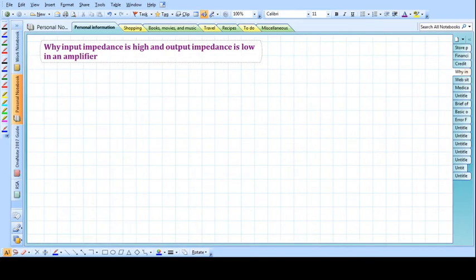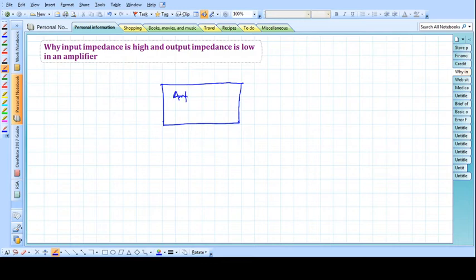Hello everyone. In this lecture we will try to cover the concept of an amplifier that has the characteristics of high input impedance and low output impedance. For this purpose we are making a figure to justify the concept of high input impedance and low output impedance in an amplifier.